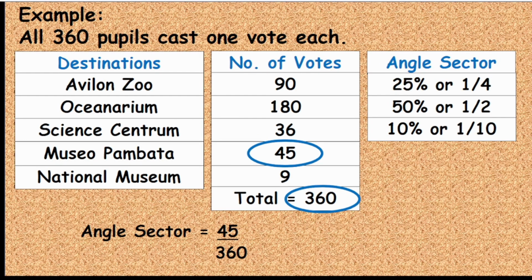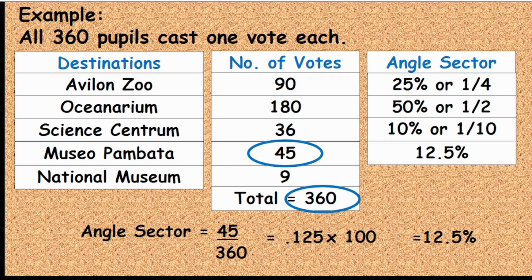It has 45 votes. So 45 divided by 360 is equal to 125 thousandths. 125 thousandths times 100 is equal to 12.5%. So the angle sector of Museo Pambata is 12.5%.